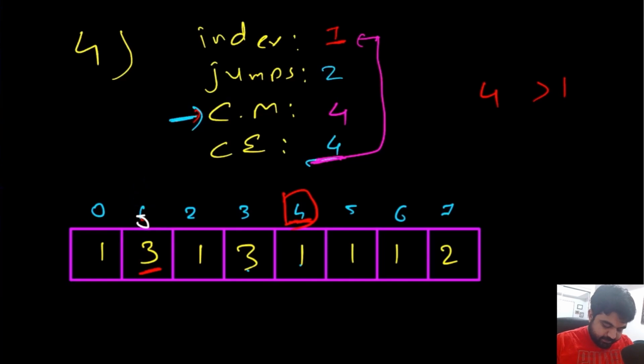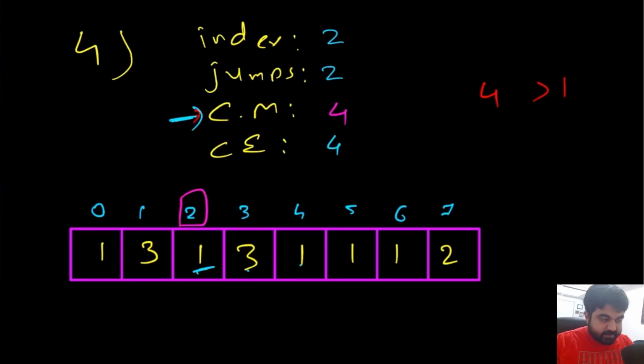Now again let's make the changes. So now we are at index number 2. Let's see what happens at index number 2. At index number 2, the maximum jump we can take is 1. So if we take one jump, we reach index number 3. But if we check, the current max is already 4, and the maximum we can reach is 3. So 3 is actually less than 4, and in this case we don't need to update the current max. Okay, awesome, we are not updating the current max.